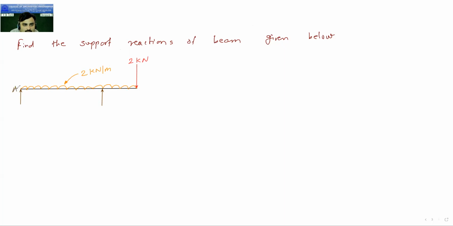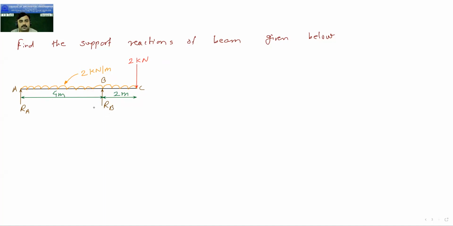Here it is. This is point A. This is B. This is point C. Reaction RB. Reaction RA. The distances are 4 meter and 2 meter. So this much is 4 meter. And from this point it is 2 meter. So this is 4 meter and this is 2 meter. Okay, so this is the given diagram.